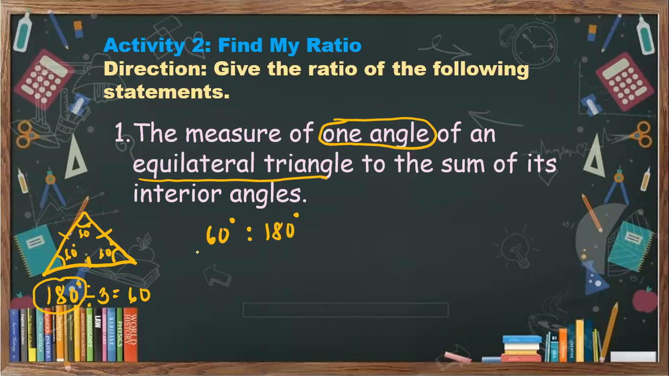Get the lowest term of 60 and 180. The answer is 1 is to 3, because we divide 60 and 180 by 60. So 60 divided by 60 is 1, is to 180 divided by 60, the answer is 3.